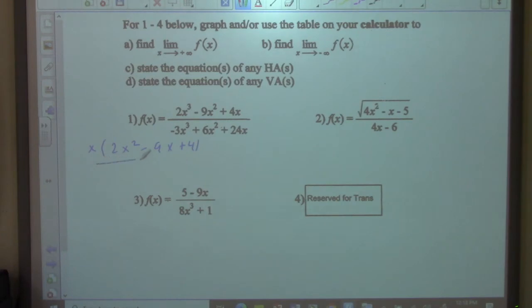And that all over x times negative 3x squared plus... in fact, what I'm going to do is factor out the negative x there. That will make my life easier, I think, maybe. So I have 3x squared minus 6x minus 24. And I see there's another thing I can factor. I can factor out a 3, right?